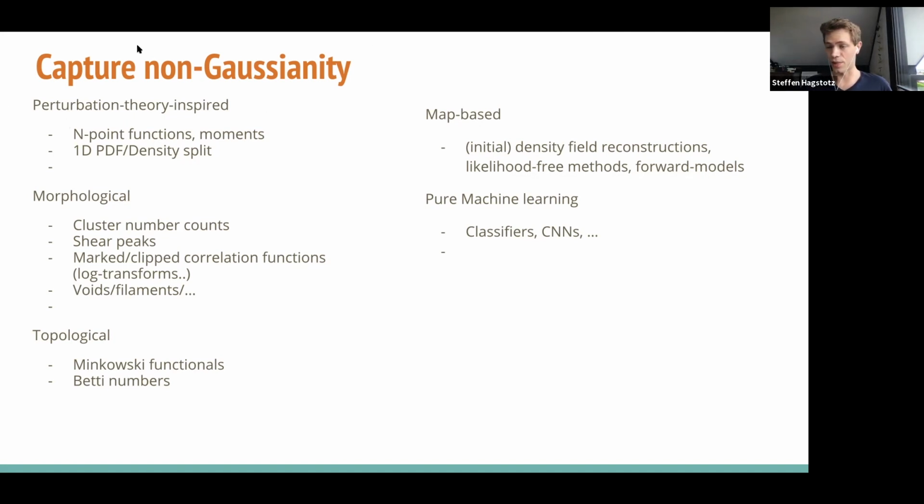But okay, you can do something like we heard about shear peaks. Those are basically just clusters in projection and a lot of noise, but it's a similar idea to just counting clusters. Then you can do something like take a correlation function, but do something nonlinear with it before you compute the correlation function. So you can clip it, you can mark it, any nonlinear transformation of the field, and then the correlation function you calculate will contain some information that's not in the 2-point function to begin with.